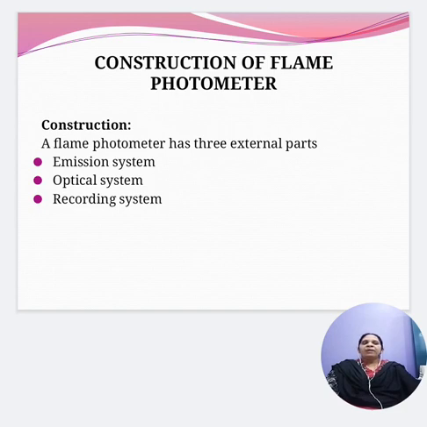When we look at the constructional features of a flame photometer, it comprises three external parts. The first is the emission system, the second is the optical system, and the third is the recording system. So these are the constructional features of a flame photometer.